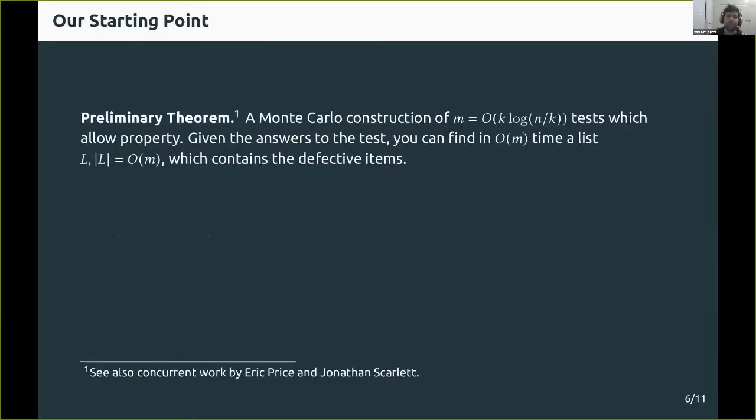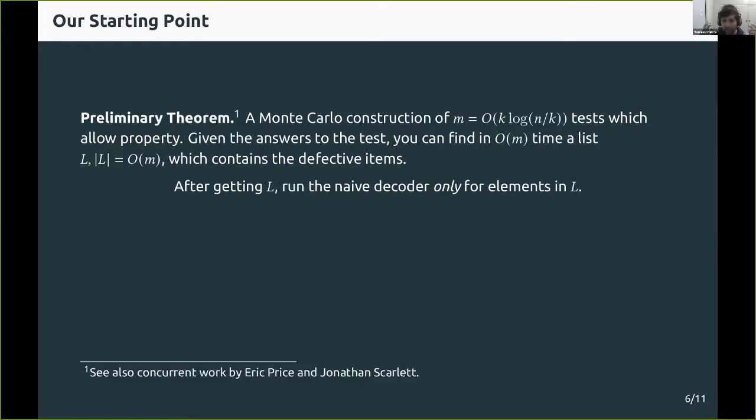And this is the preliminary theorem. This is the starting point of our paper, which can then be used. It's one of the main building blocks. There exists a Monte Carlo construction of k log n over k tests, which allows the following property. Given the answers to the tests, you can find in O of m time, like in O of k log n over k time, a small list which contains all the defective items. This is the building block and the starting point in our work.